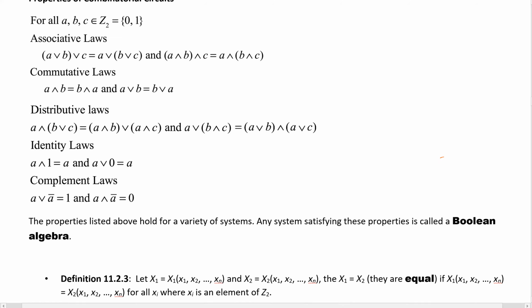For the sets, we have union, we have intersection, we have complement, right? And the 0 plays the role of the empty set. The 1 plays the role of the universal set. Alright, let's continue.